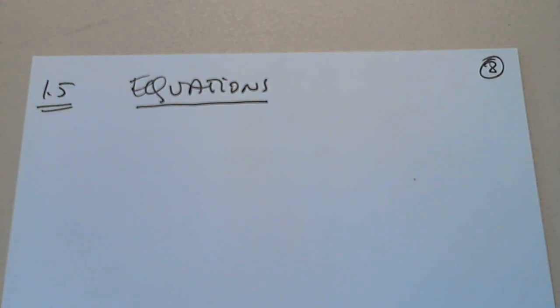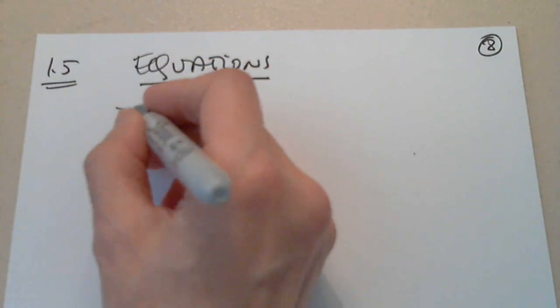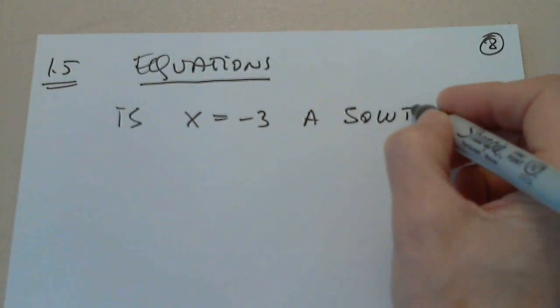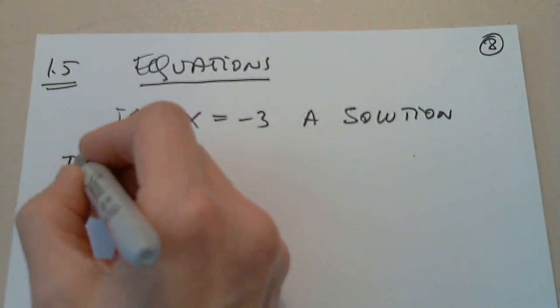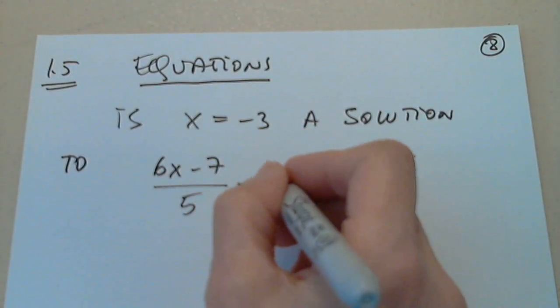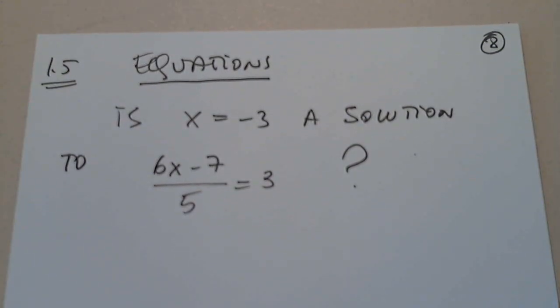First question that you will look at when you start working on the problems is this. Is x equals -3 a solution to (6x minus 7) over 5 equals 3? They're not asking us to solve. They're saying, okay, here's an equation. First of all, what is an equation?